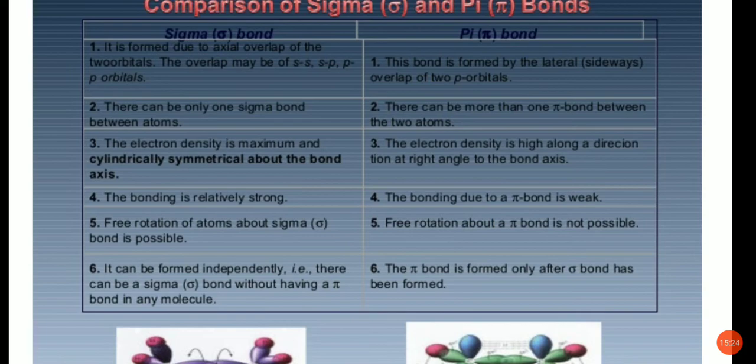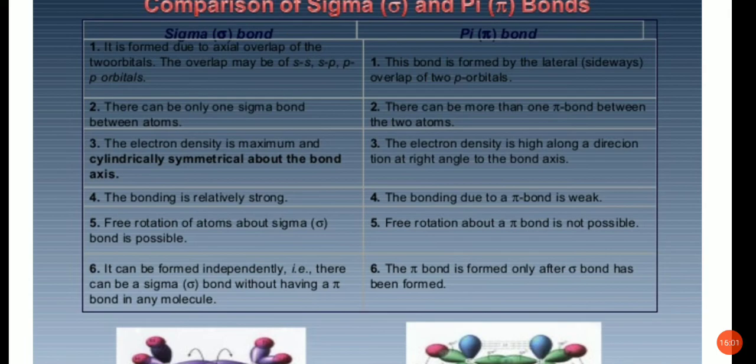Second point: there can be only one sigma bond between atoms. And for pi bonds, there can be more than one pi bond between two atoms, that means two pi bonds are possible between the atoms. Third point: in a sigma bond the electron density is maximum and cylindrically symmetrical about the bond axis. In a pi bond, the electron density is high along a direction at a right angle to the bond axis.